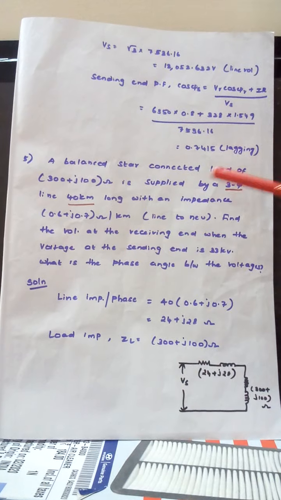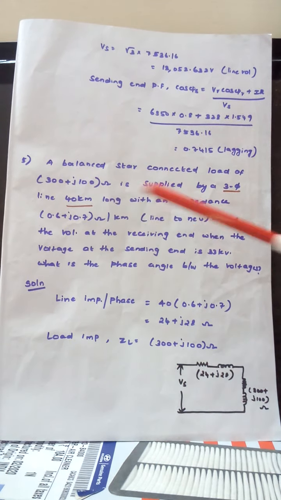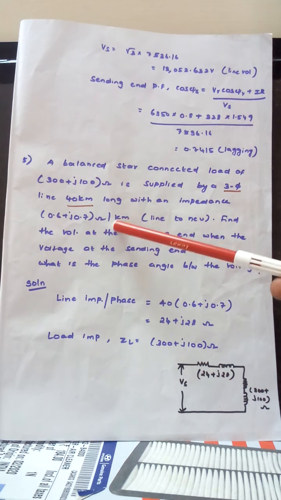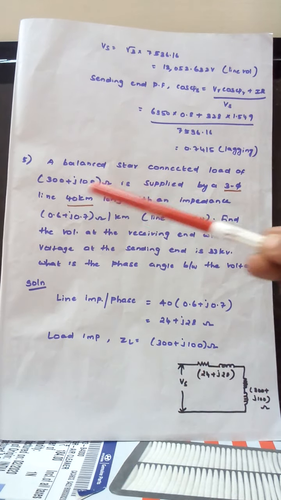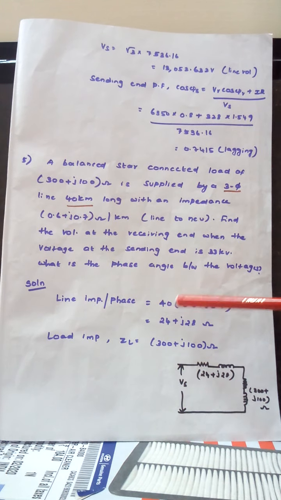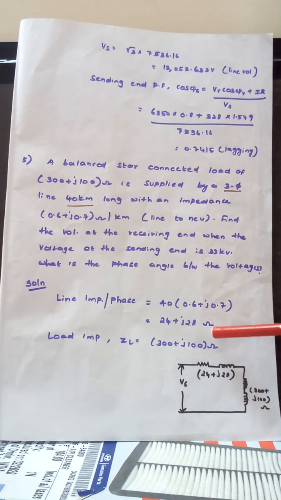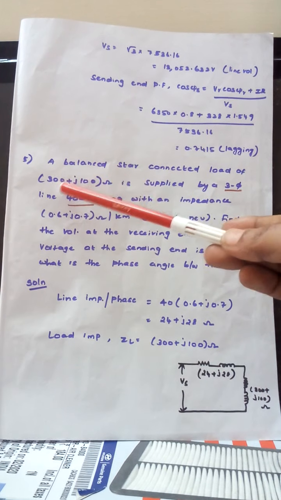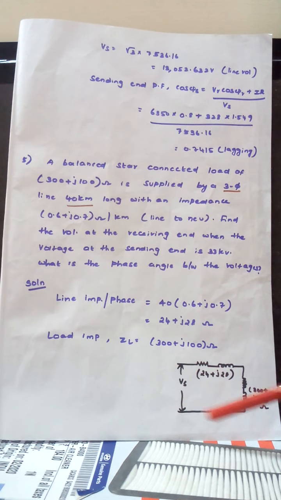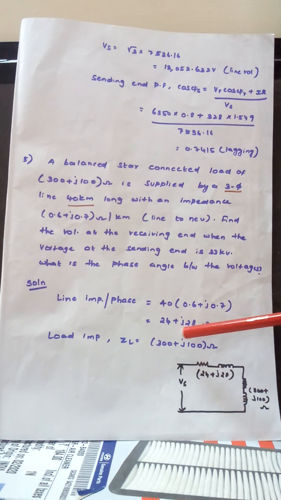According to this, if we draw it, we can find the impedance. Here the impedance is given in ohm per kilometer, and the line length is 40 kilometers. So for the entire length, 40 into (0.6 + j0.7), we get 24 + j28 ohm. Similarly, the load impedance is given as 300 + j100. If we draw the diagram, we have the line impedance 24 + j28, and the load impedance 300 + j100 ohm.